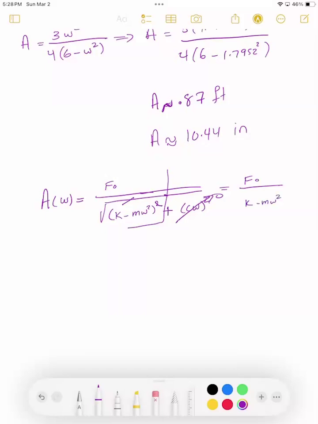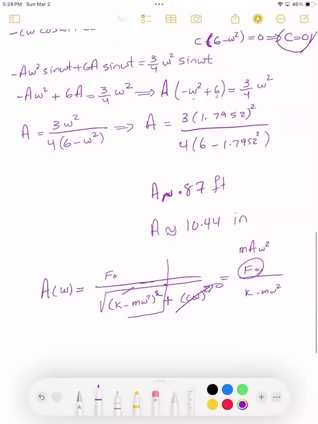And in our case, our F naught was just m a omega squared. We don't put the sign because our signs are going to cancel. And that is our F naught. And this formula also works. But anyways, that's what we get.